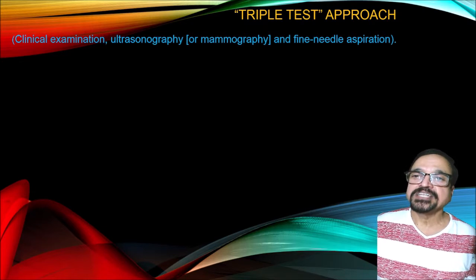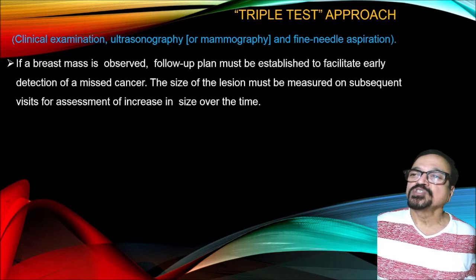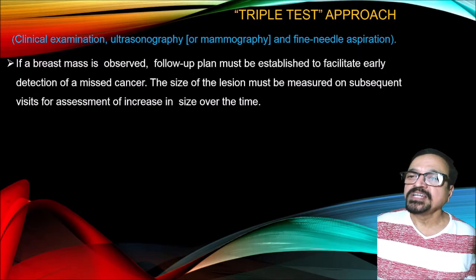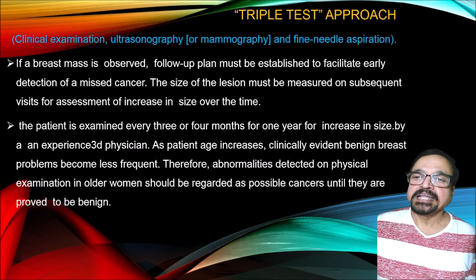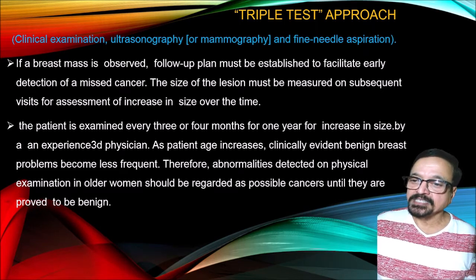This is a clinical examination, ultrasonography or mammography and fine needle aspirations. So if the breast mass is observed, a follow-up plan must be established to facilitate early detection of breast cancer. The size of the lesion must be measured on subsequent visits for assessment of increase in size over time. The patient is examined every 3 to 4 months for 1 year for increase in size by an experienced physician.